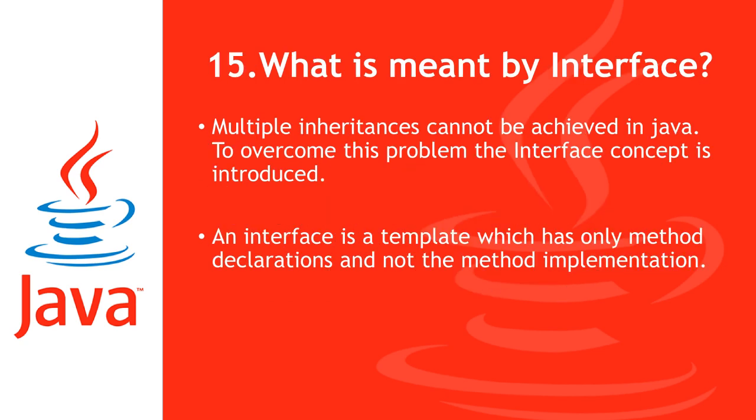What is meant by interface? Multiple inheritance cannot be achieved in Java. To overcome this problem, the interface concept is introduced. An interface is a template which has only method declarations and not the method implementation.